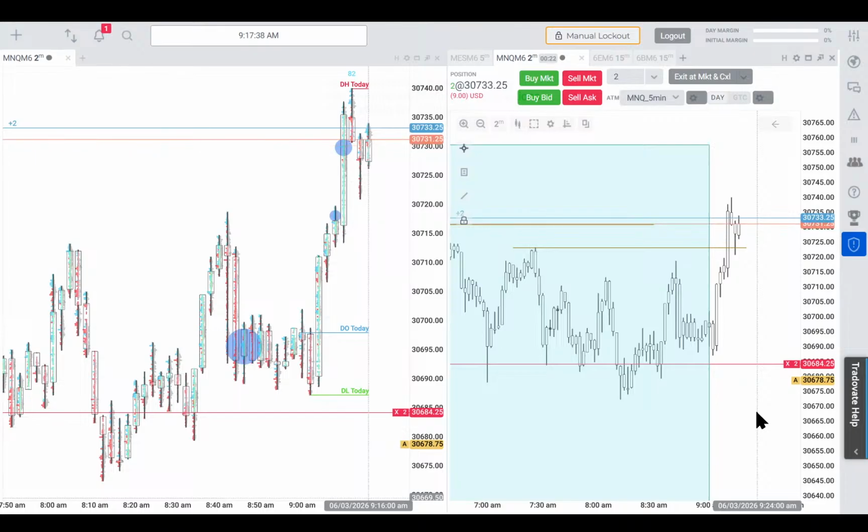I think this is quite high actually. This is quite high in the scheme of things here, but we do have the Asia high up there as well. Yeah, we'll see how this plays out. Waiting for next structure confirmation.